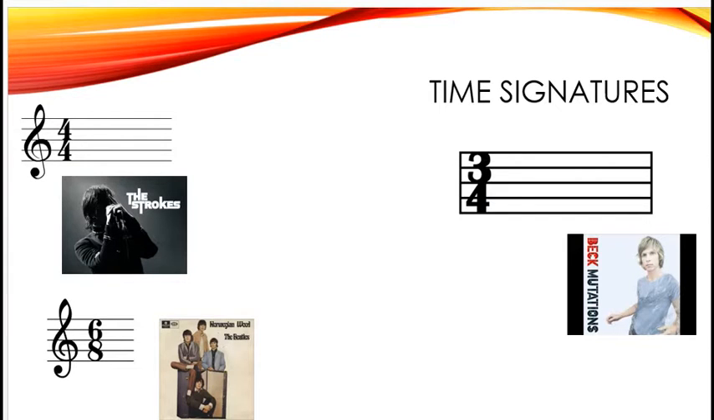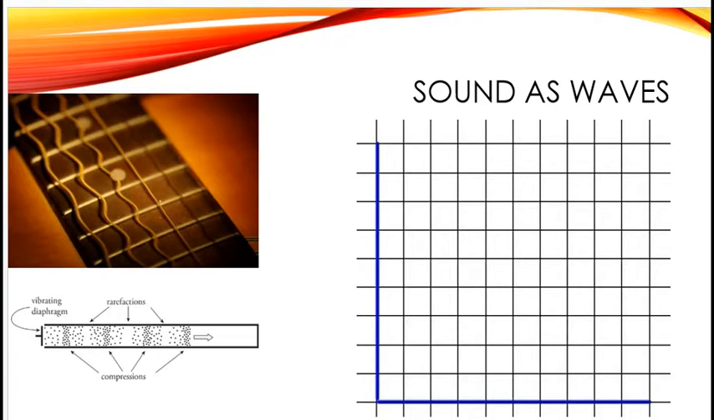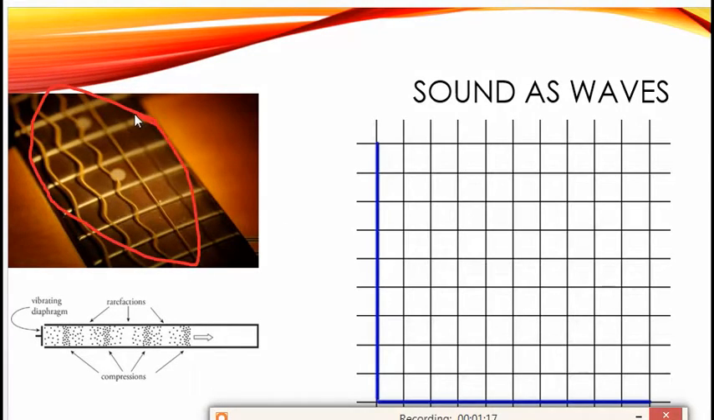Now what we usually look to next, in mathematical terms, would be sound as a wave. So as you can see here, the guitar strings, when you pluck them, because they're fixed on both sides, represent a moving wave. See that right there? So in math, that looks like a sine wave.